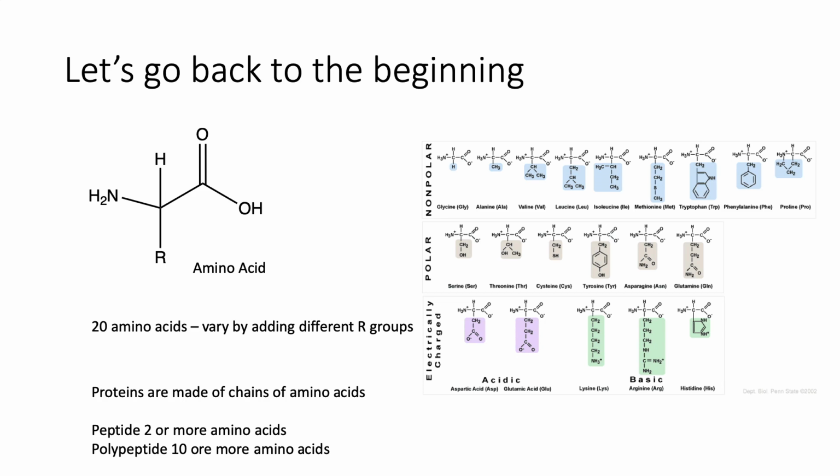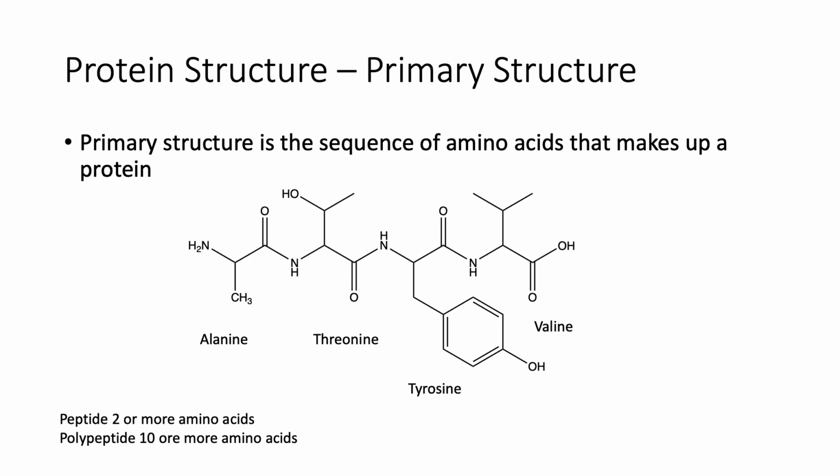Just a review of terminology. Proteins are made of chains of amino acids. A peptide is 2 or more amino acids stuck together. A polypeptide is when you get 10 or more amino acids stuck together. And then if you have beyond that, once it gets to longer and longer chains of amino acids and they start folding up and having specific functions, that's when it becomes a protein. So if you hear those terms, that's what we're talking about.